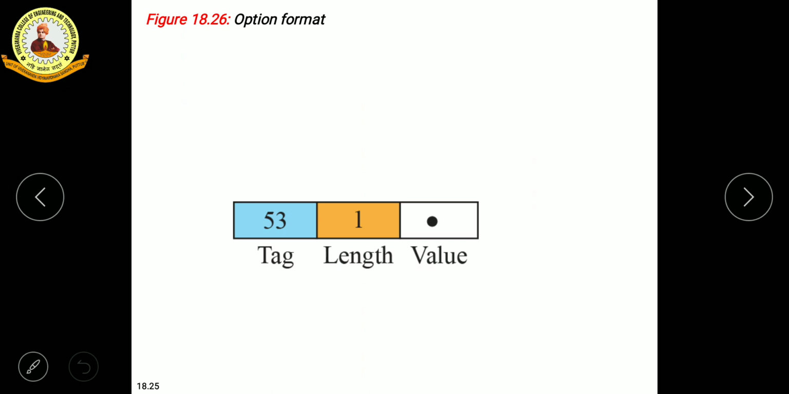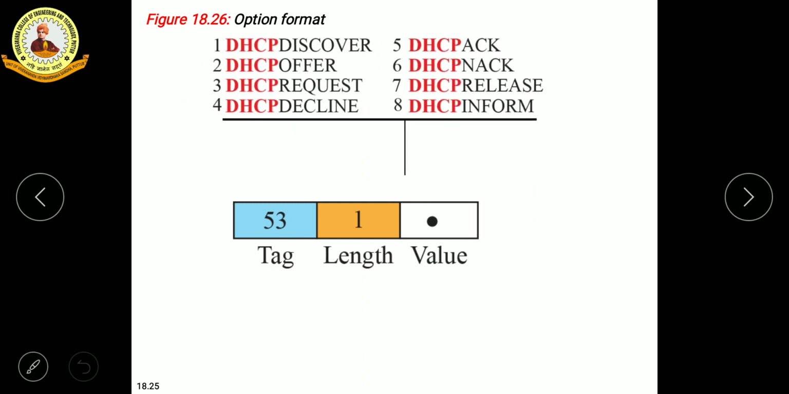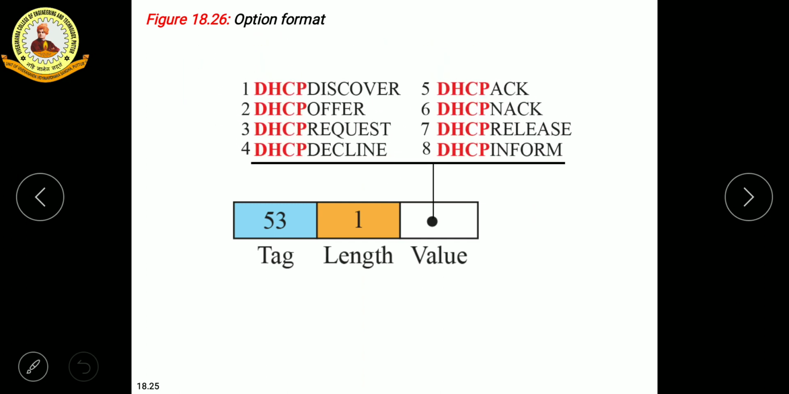There are several tag fields that are mostly used by vendors. If the tag field is 53, the value field defines one of the 8 message types. You can see here the 8 message types: DHCP discover, DHCP offer, DHCP request, DHCP decline, DHCP acknowledgement, not acknowledgement, release, and inform. That is the value given here, right? For the value field, we have 8 different options like that.